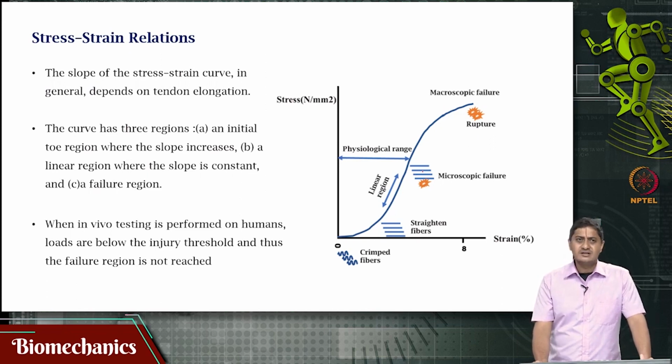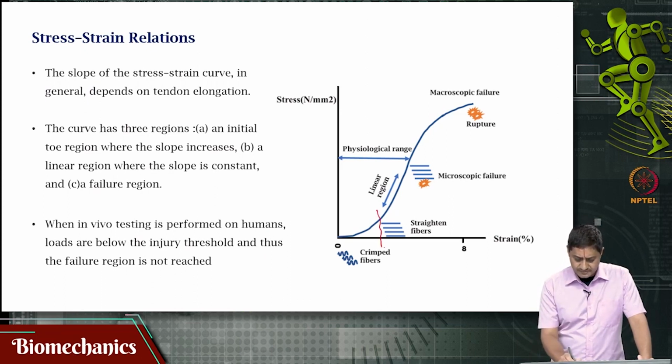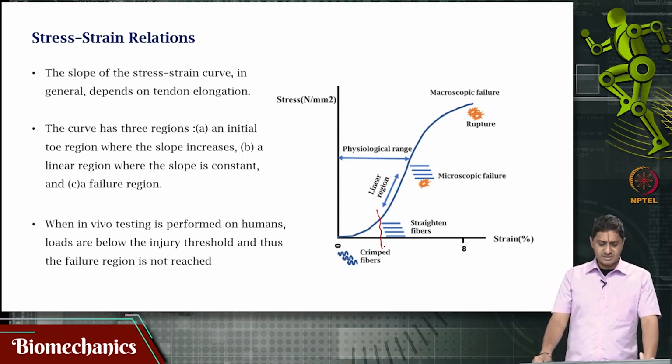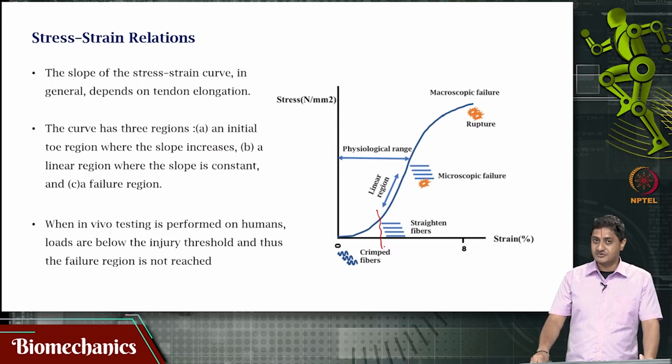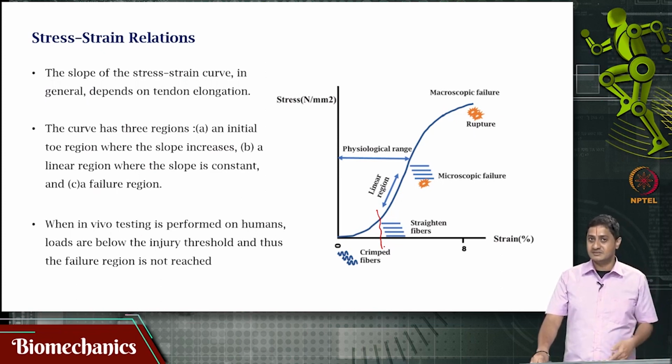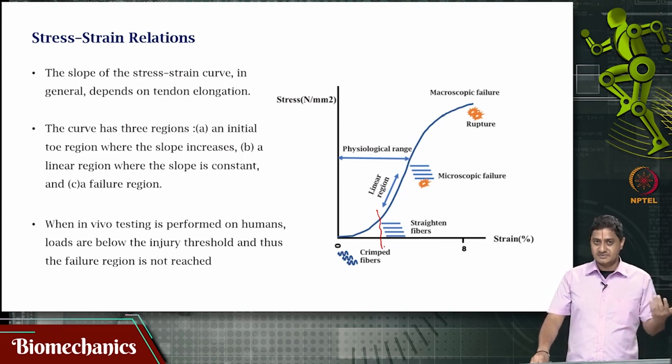So, in general, the stress strain curve of a tendon can be divided into 3 regions broadly. What is called as a toe region, which is an initial region where the slope increases with elongation or deformation. As deformation increases, the slope increases in a huge way. The slope increases, remember, it is not the force that increases. Of course, the force will increase, that happens even for materials with linear elasticity, even for engineering materials, right. That is not what we are discussing.